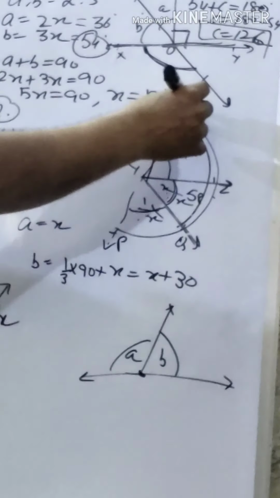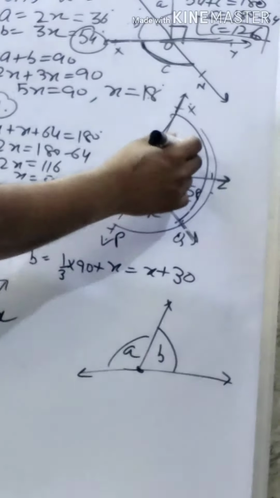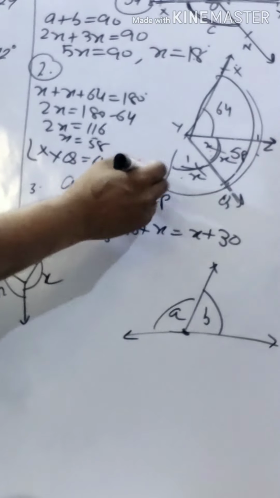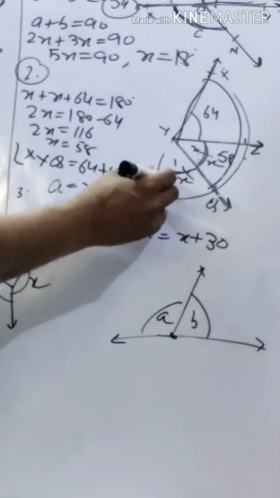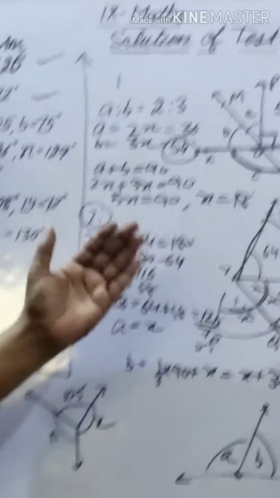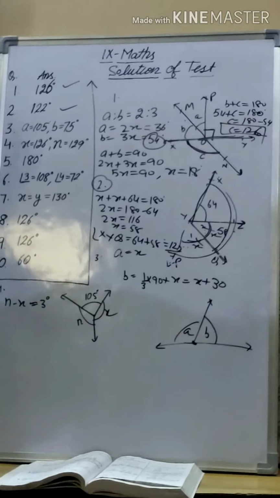Now he is asking XYQ. So this XYQ is equal to 64 plus 58, that is 122 degrees. So this is 122 degrees, the correct answer. Understand? Because we revised this in the syllabus also. So now for MCQs in the exam, you can do the questions fast.